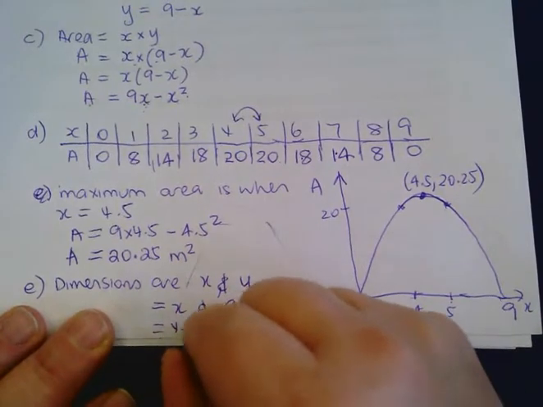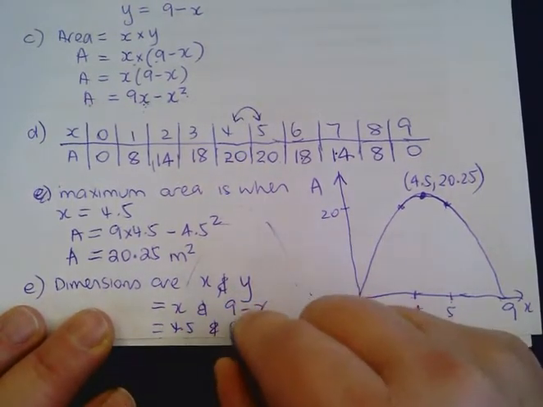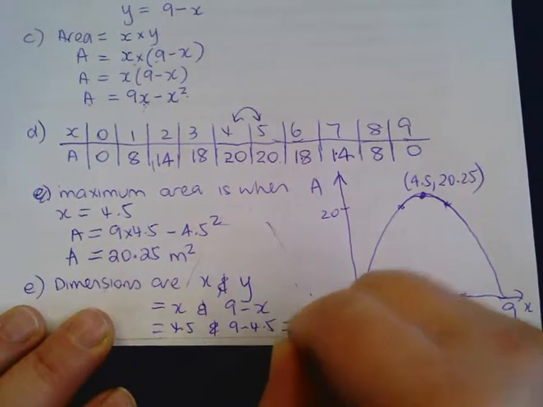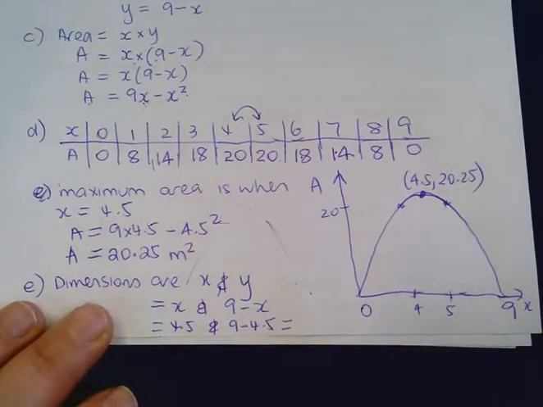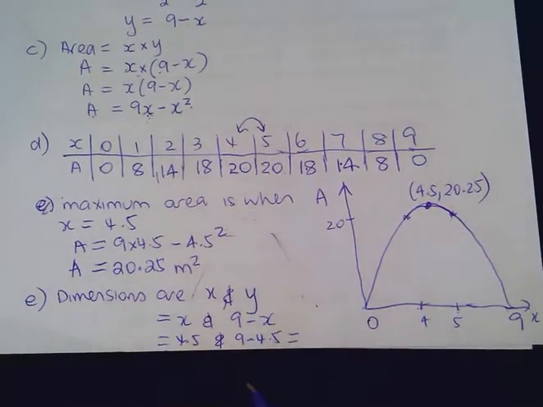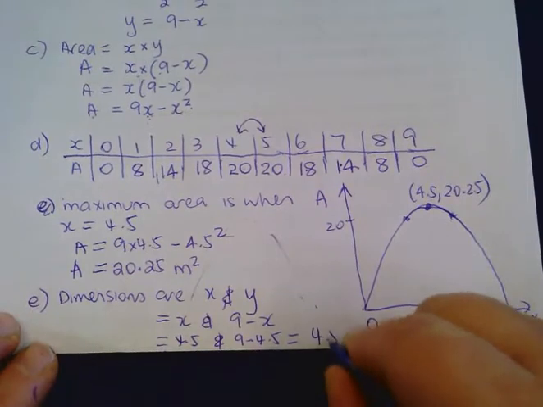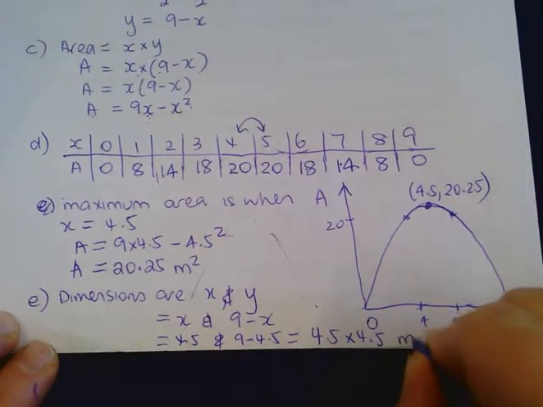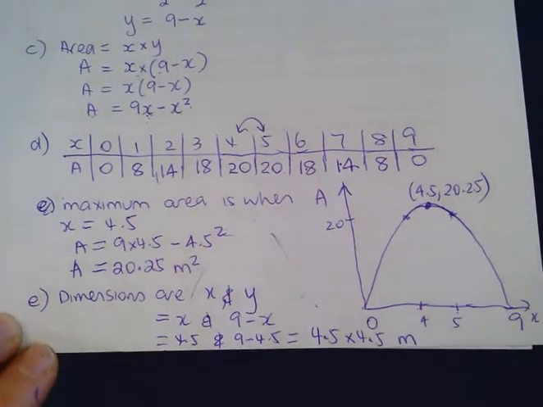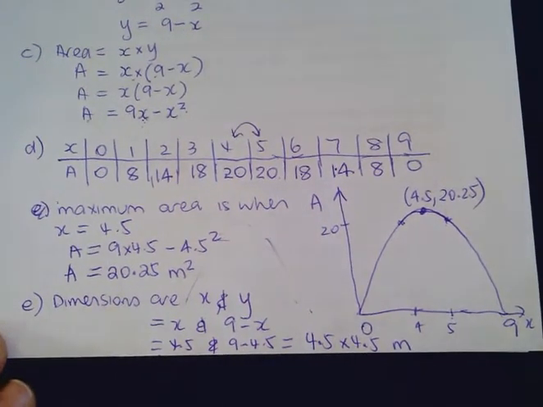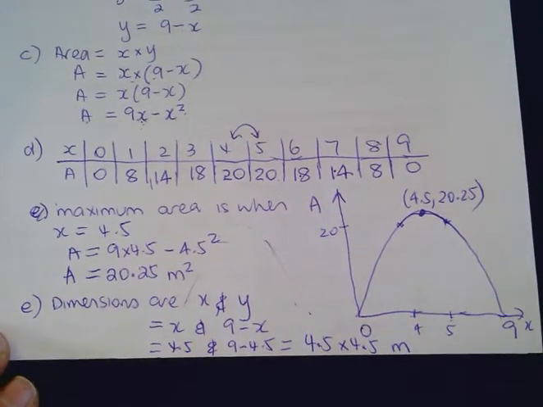So it's 4.5, and what's 9 minus 4.5? 4.5 as well. Girls, the dimensions are x and y, but we know that y is 9 minus x. Remember we did that in part B? So the dimensions are 4.5 times 4.5. In other words, it's a square. Now you'll find that the dimensions that give the maximum area are the square.